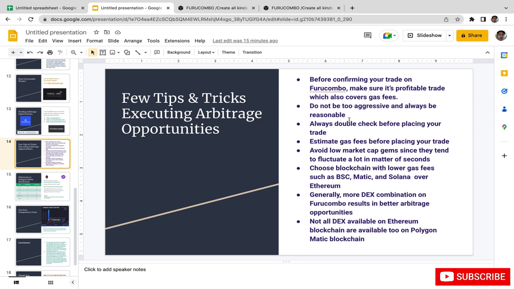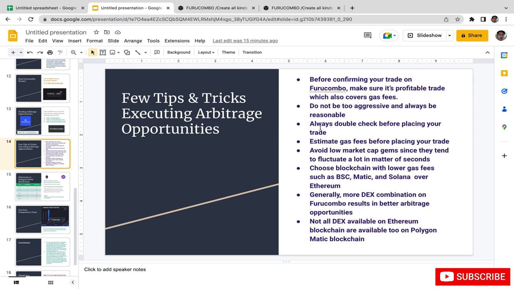Sometimes when you see the arbitrage percentage is really high, most of the time there is a tendency for you, especially for beginners, to get so excited and just put a really high number, and sometimes it doesn't make any sense and is kind of risky. So please be reasonable when it comes to placing trades, especially if you're new to this field.